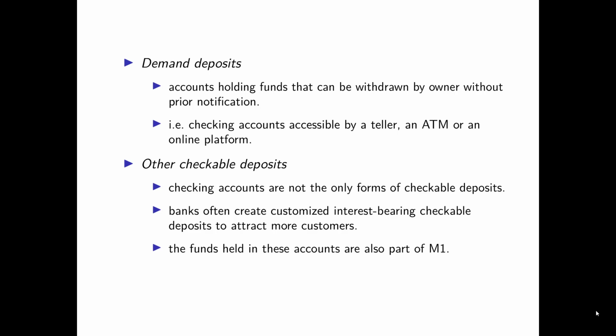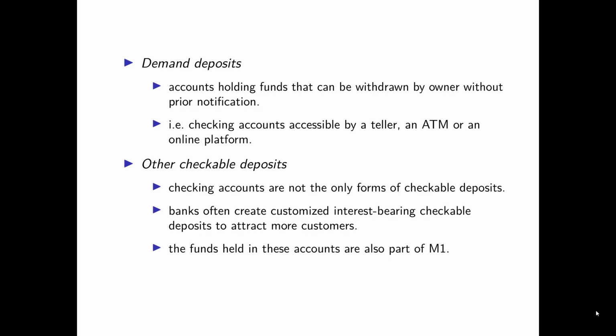For example, currently on my way to work, I drive by a bank which for a very long time had a banner outside saying veteran checking account, with a whole lot of things written on the banner that I could not read. But basically, if you are a veteran, you can open these specialized checking accounts that have more interest and more perks. So these are checking accounts, but again, they are special checking accounts. And the funds held by these accounts are also part of M1.